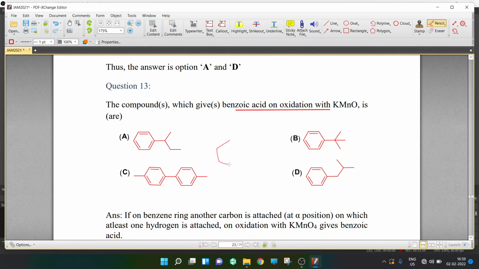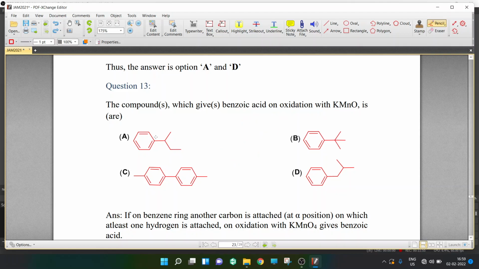If on the benzene ring you have any carbon next to it, at the alpha position, and it should have just one hydrogen, and the rest can be anything. It can be carbon, it can be another hydrogen, it does not matter, but one C-H is needed, and then you oxidize with KMnO4, it immediately gives you benzoic acid. So let us look at what things are there.